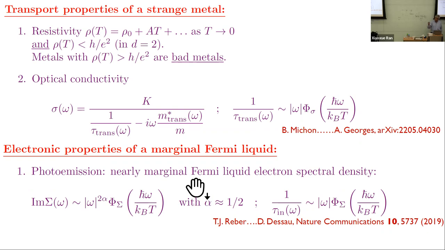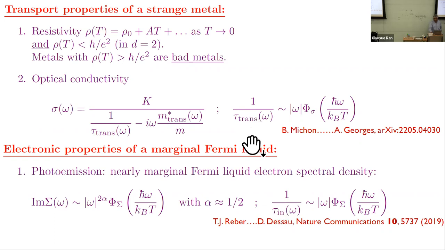Now let's look at photoemission properties. So in the cuprates near the nodal point, if you look at the imaginary part of the electron self-energy, in SYK that would go as the square root of omega. But here it actually goes as a linear function of omega. So one over the inelastic scattering rate is also a linear function of omega. So now that's very suggestively similar to what's happening here in the optical conductivity.